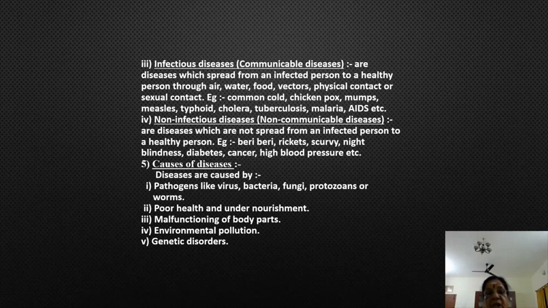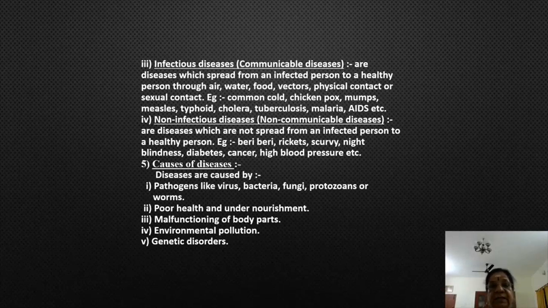Okay, and what are the causes of the diseases? As pathogens, the disease causing germs are called pathogens. What are all? Virus, fungi, bacteria, protozoan or any other worms. Pathogens like virus, bacteria, fungi, protozoans or any other worms, for example flatworm, roundworm, they are worms.